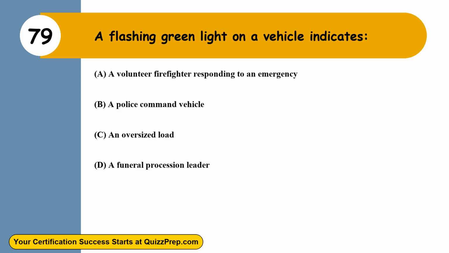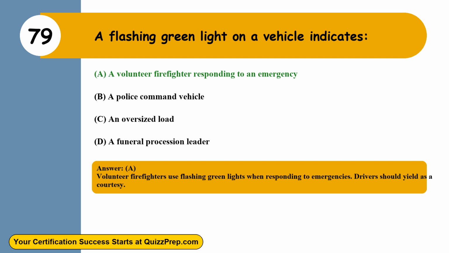Question 79. A flashing green light on a vehicle indicates: Option A, a volunteer firefighter responding to an emergency. Option B, a police command vehicle. Option C, an oversized load. Option D, a funeral procession leader. The correct answer is option A, a volunteer firefighter responding to an emergency. Volunteer firefighters use flashing green lights when responding to emergencies. Drivers should yield as a courtesy.